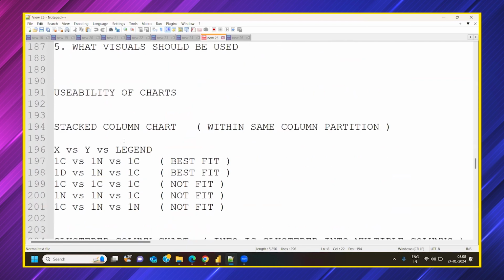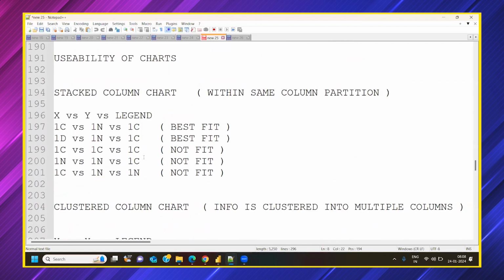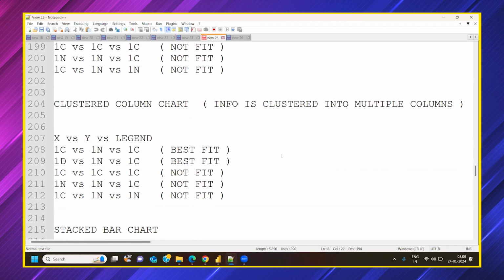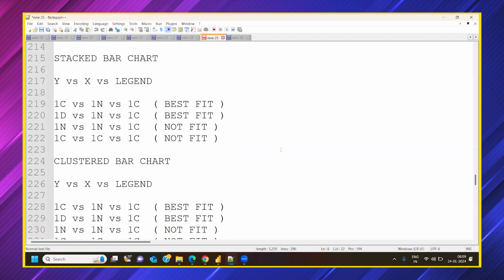Now, we started with the stacked column chart. The only difference is that a column chart stands up to down, whereas a bar chart runs from left to right. So almost everything remains the same. In case of stacked, it is stacked within the same column and the partition concept is used, whereas in case of clustered, multiple columns come into the picture. The same goes with the bar chart also.